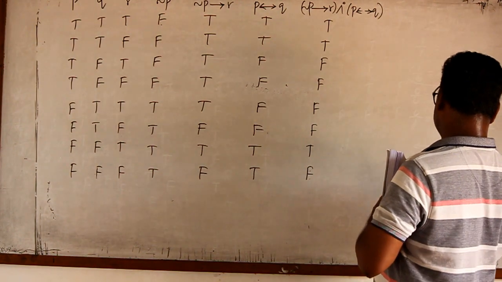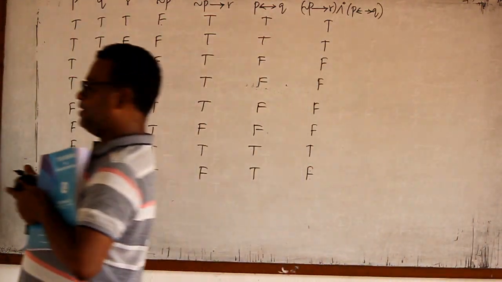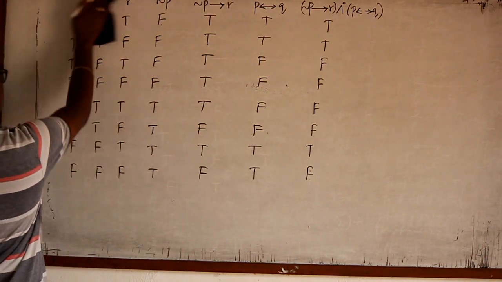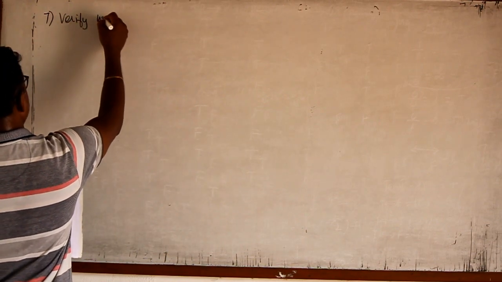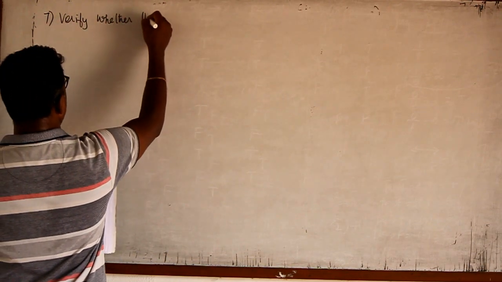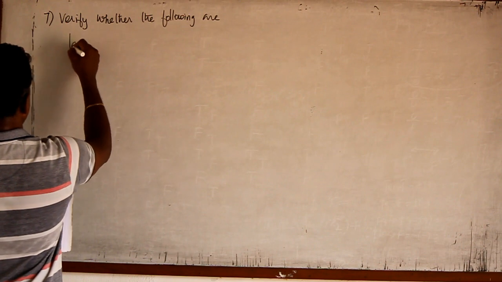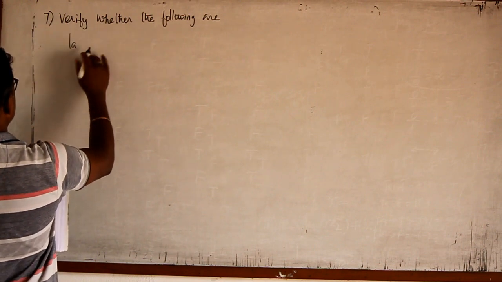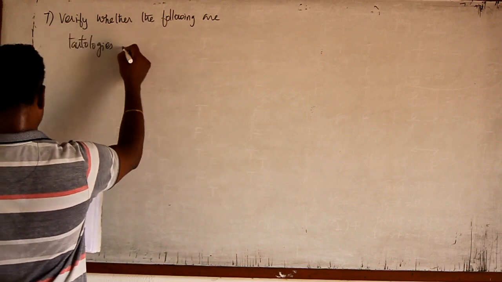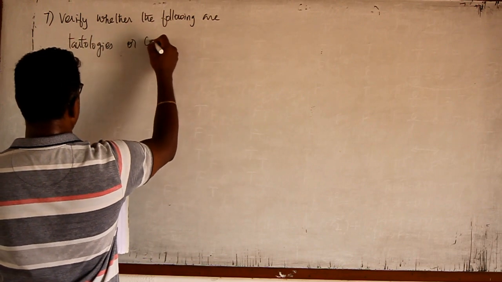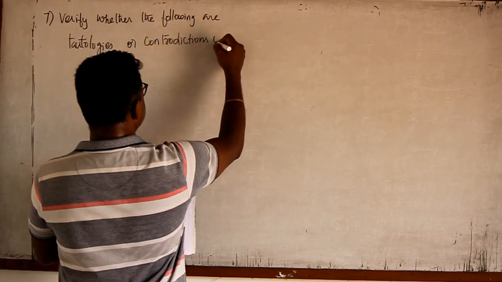So, the first problem itself, you have come across almost all the operations. So, the whole exercise will be easier. Now we shall go for the 7th problem. Verify whether the following are tautologies, are contradictions, or contingency.